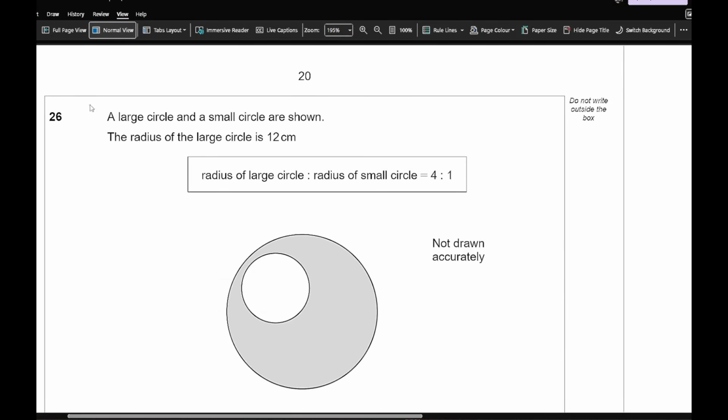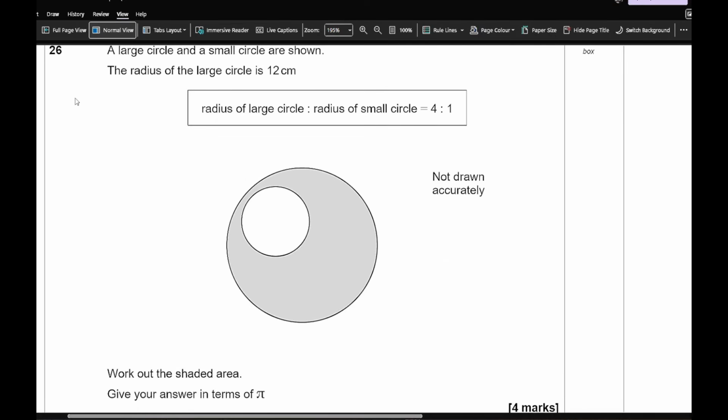Moving on to question 26, it says that a large circle and a small circle are shown. The radius of the large circle is 12 centimeters. The ratio of the radius of the large circle to the radius of the small circle is 4:1. And the question is asking us to work out the shaded area, give your answer in terms of pi.